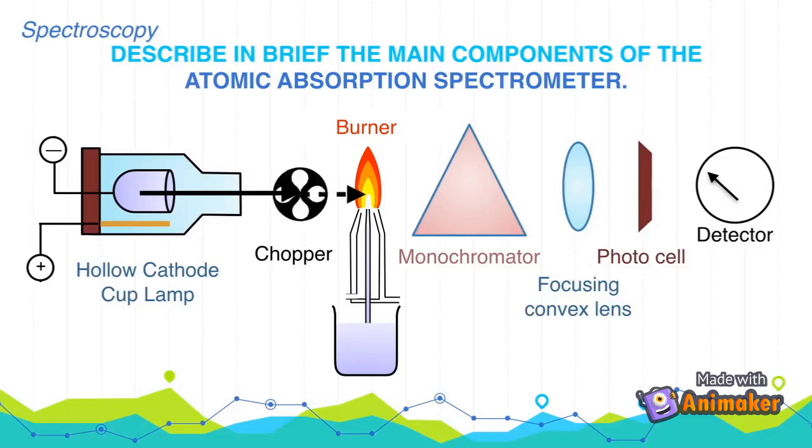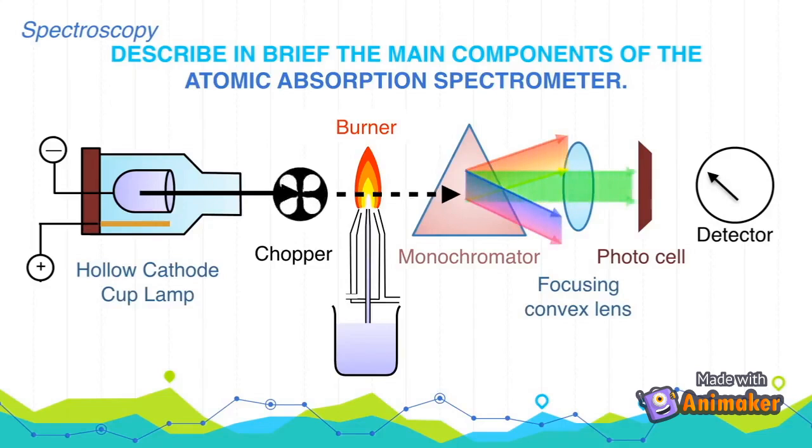These atoms absorb the radiations. The transmitted radiation is incident on the prism, which is connected with the photomultiplier tube. In the photomultiplier tube, current is produced. The photomultiplier tube is connected with the readout meter, which gives the absorbance. Now, by applying Beer-Lambert's law, we can find out the concentration of the solution by knowing the absorbance.